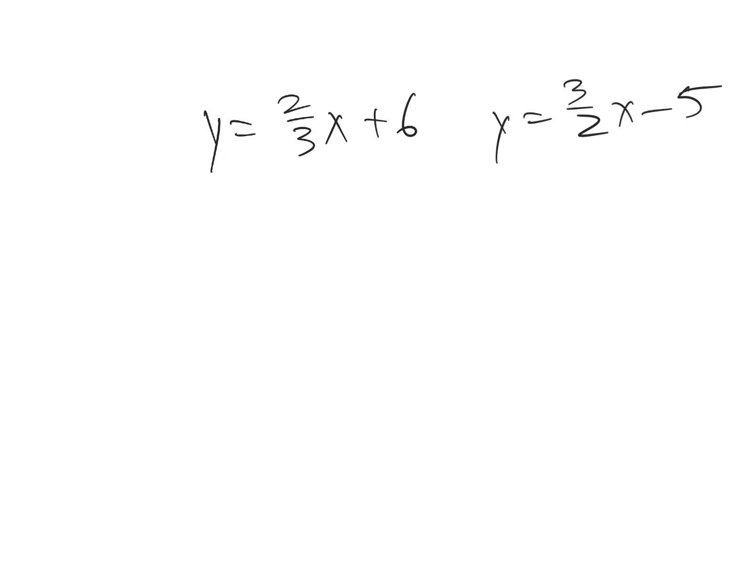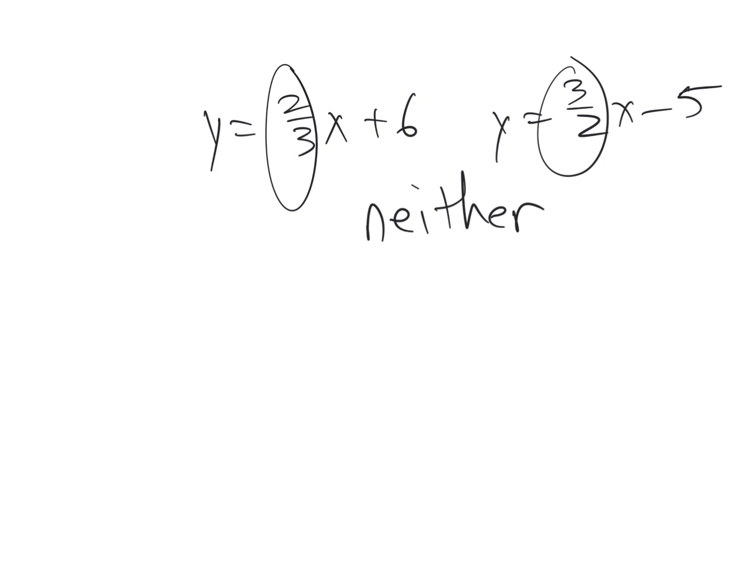How about this one? Y equals 2/3 x plus 6 and y equals 3/2 x minus 5. So your answer should be neither. Your slopes are 2/3 and 3/2.